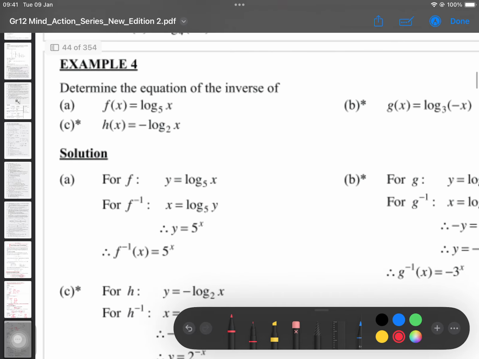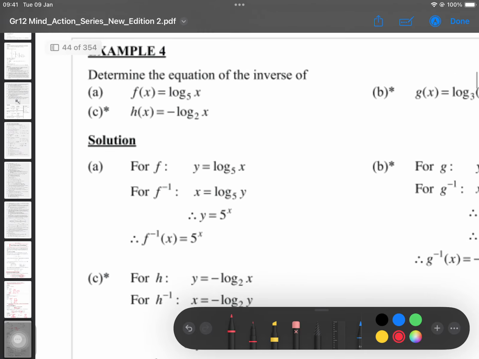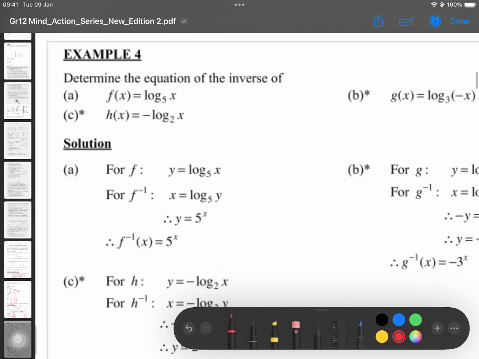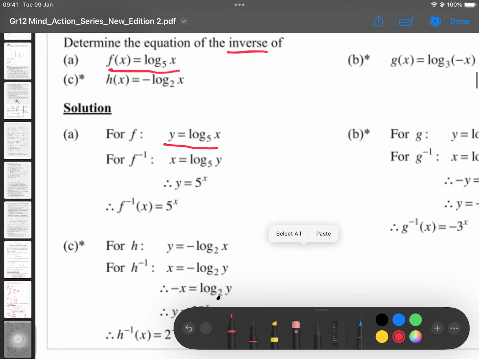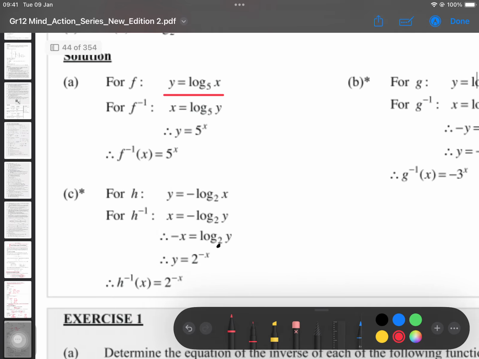Next one, example 4, moving from logs. So you're given the log 4 equation. They want you to find its inverse. So determine the equation of the inverse of. So we want the inverse, they gave us that. So first, write it in the form y equals. Then swap x and y, as you can see there, and then back to exponential. Remember, this equals this to exponent that every single time.